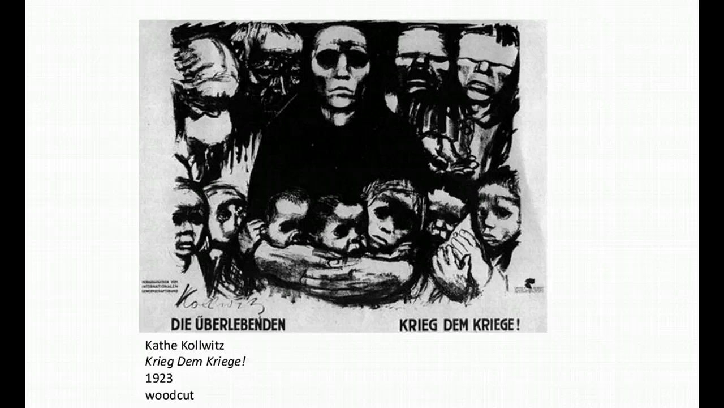Here we have another print by Kollwitz. This is Krieg dem Krieg, which is German for war against war. This is a series of prints that she made. Obviously, it's similar to the last print where you have a female figure trying to shepherd children away from the war-torn reality in the background.